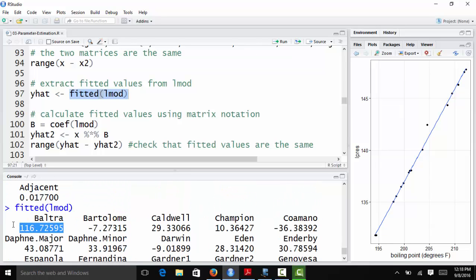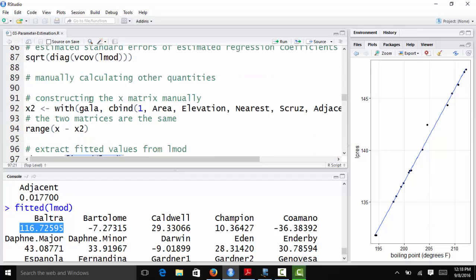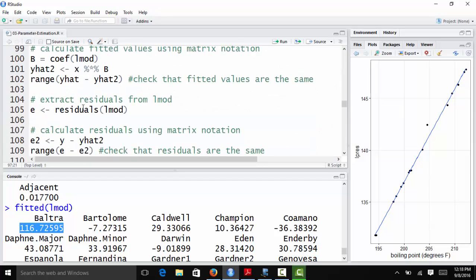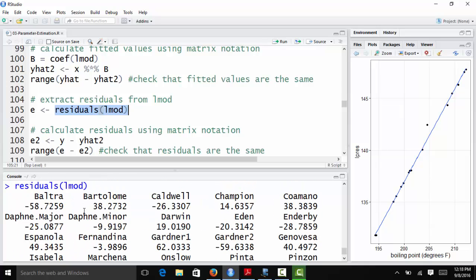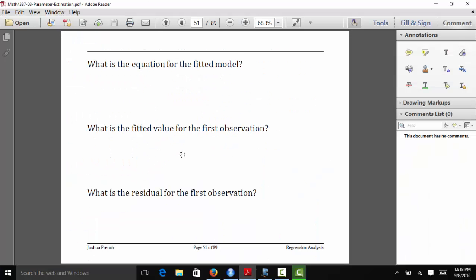And if we looked at the residuals instead, residuals of our linear model, you can see it matches what we computed before as well. And so there's really no reason to compute those all by hand. We can just compute those automatically in R and then extract them from the fitted linear model object. And we're done.